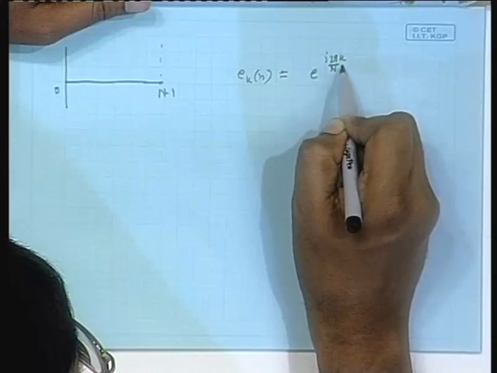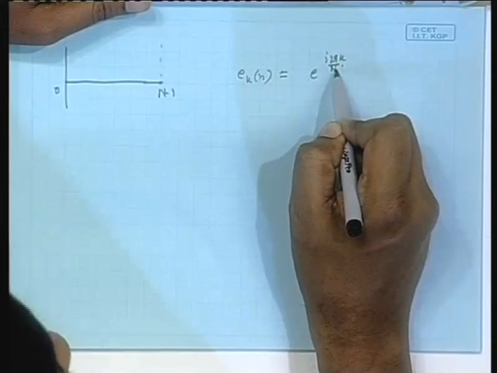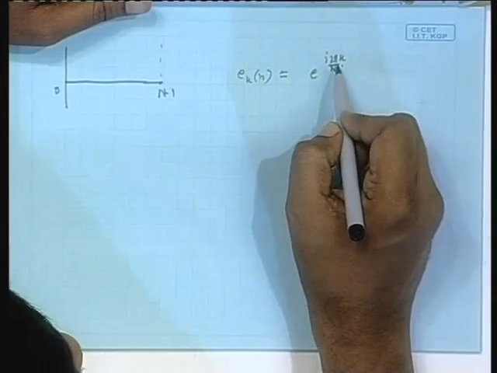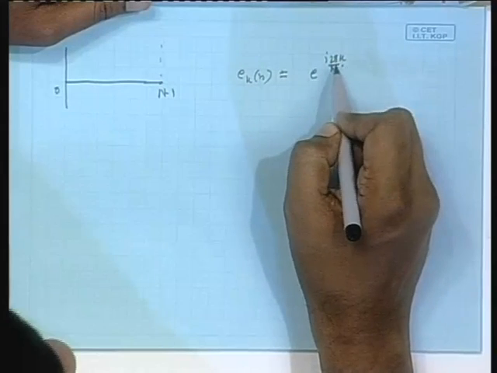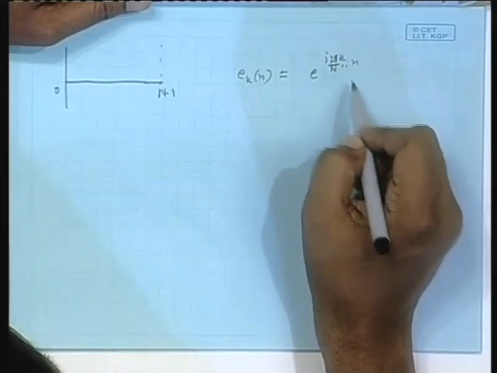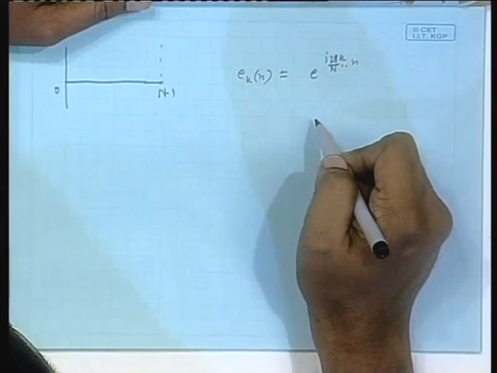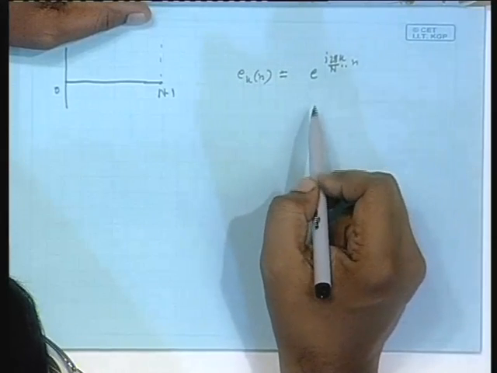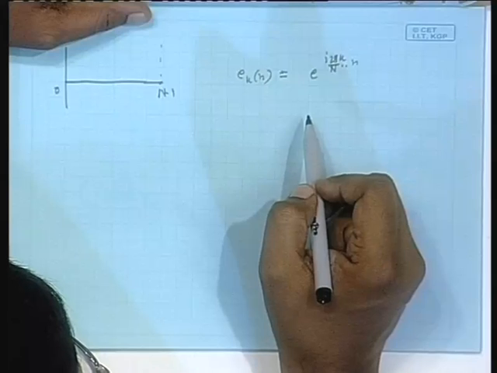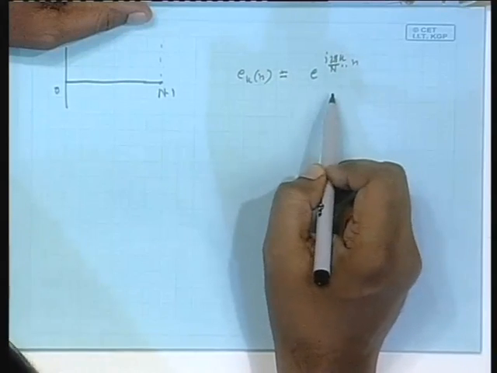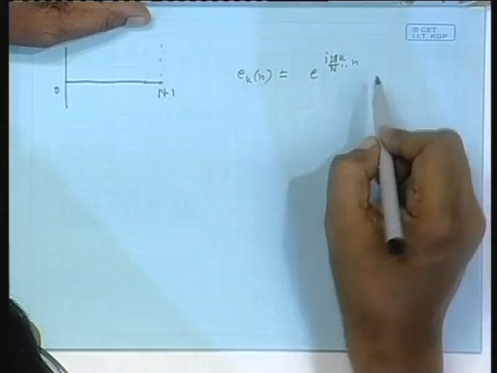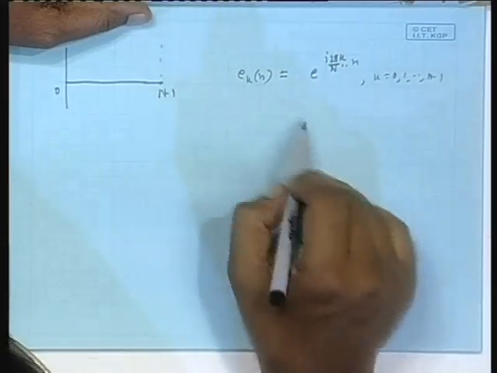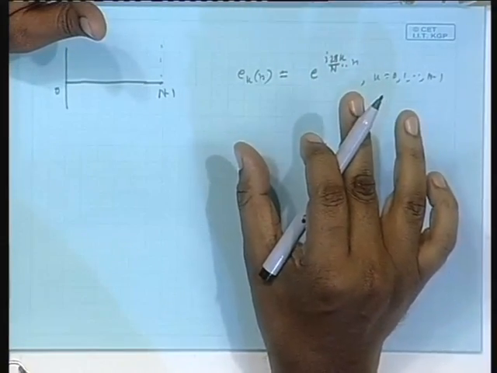Take a basic thing, e to the power j 2 pi by n, where 2 pi by n is a digital frequency, the fundamental frequency, k times that, and n is the so-called time index. This is a frequency. Okay. Firstly, how many are there? k equal to 0, 1, dot dot dot n minus 1. Then we will see that any two different sequences are orthogonal.